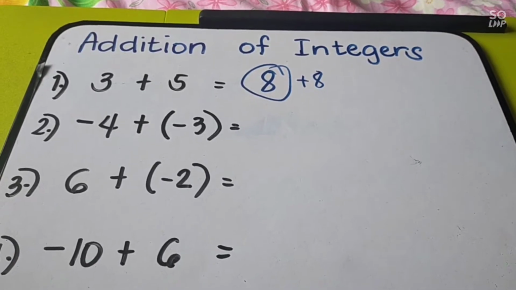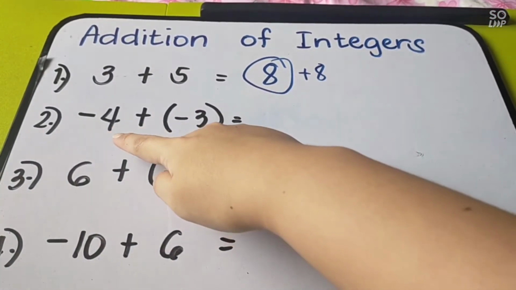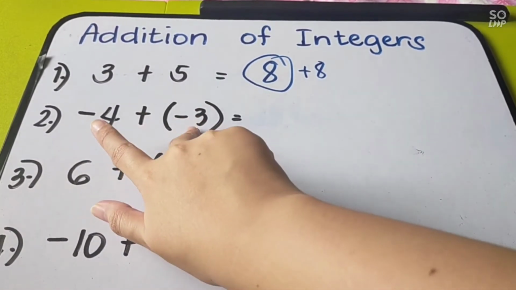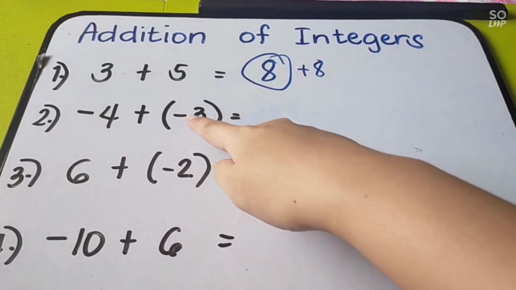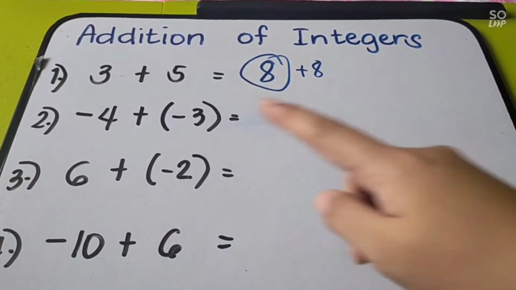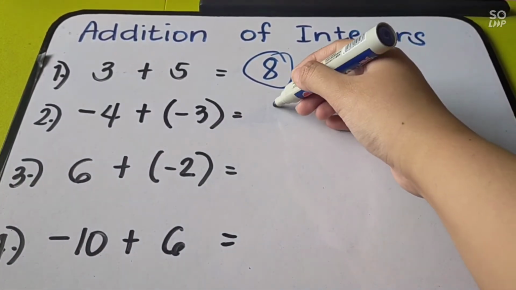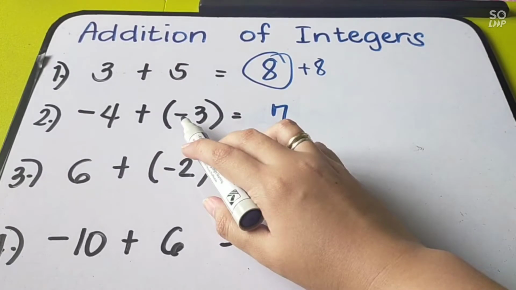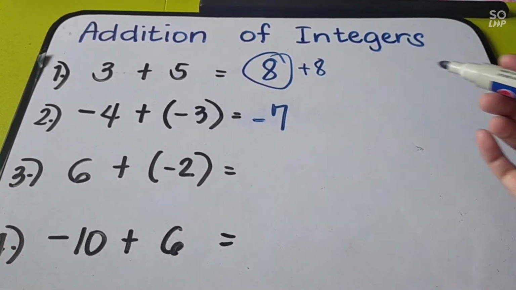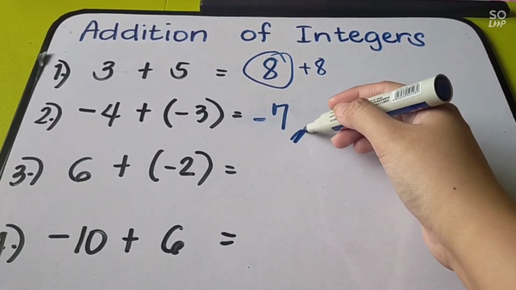Okay? Next tayo. Let us have number 2. We have here negative 4 plus negative 3. As you can see, same sign ulit siya. They are both negative. So, same sign, you need to add. So, what is 4 plus 3? The answer here is 7. Then, since ang kanyang sign ay negative, therefore, your answer should be negative. So, the answer is negative 7.